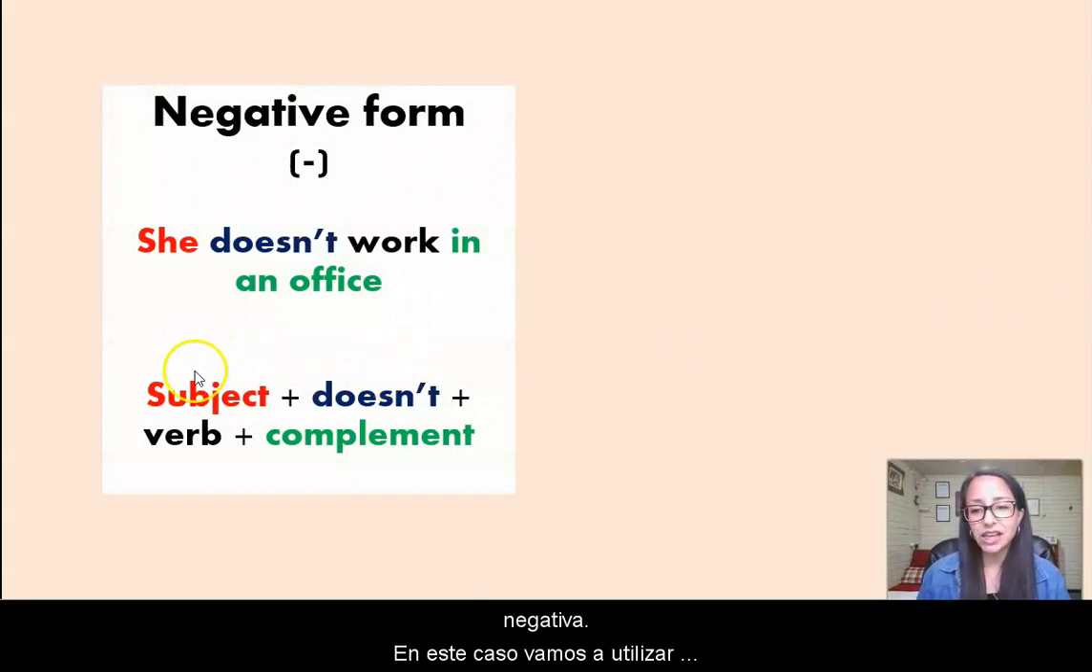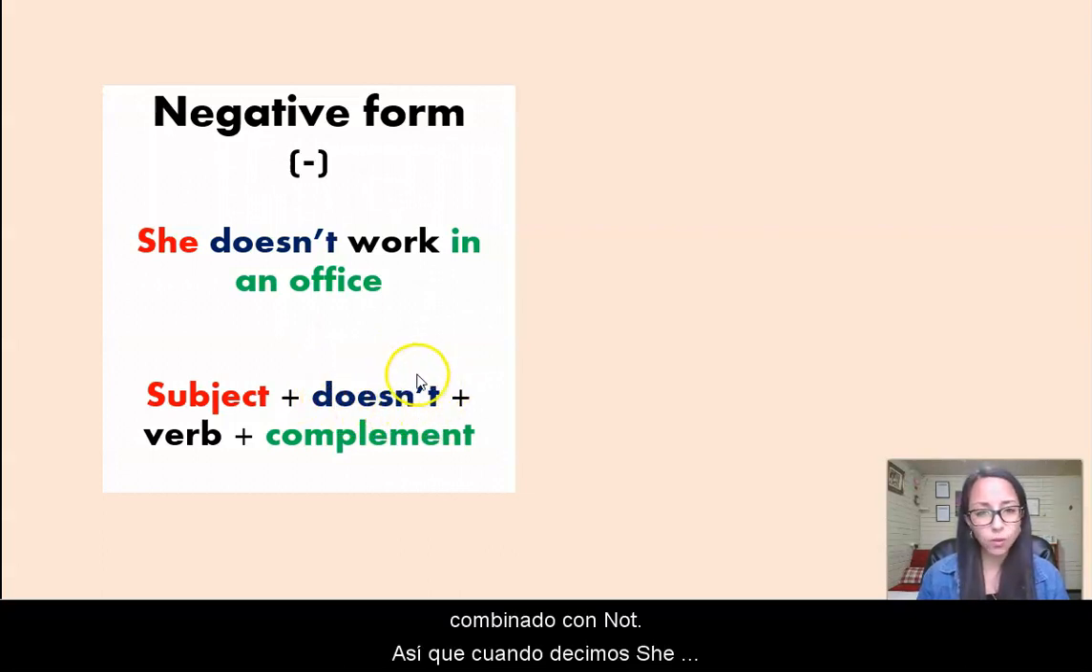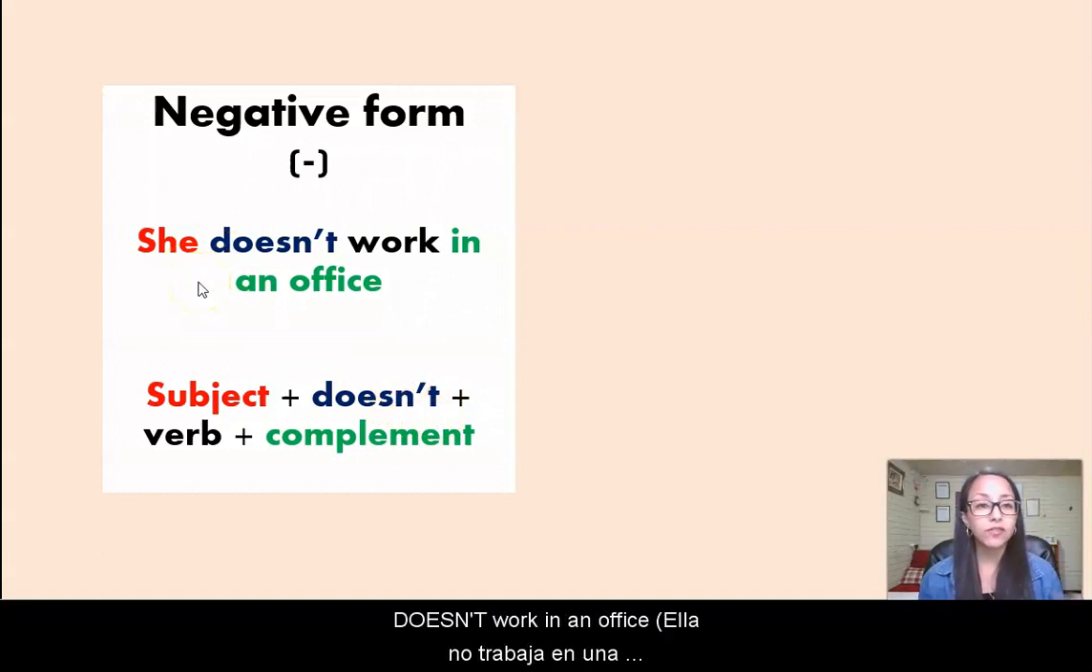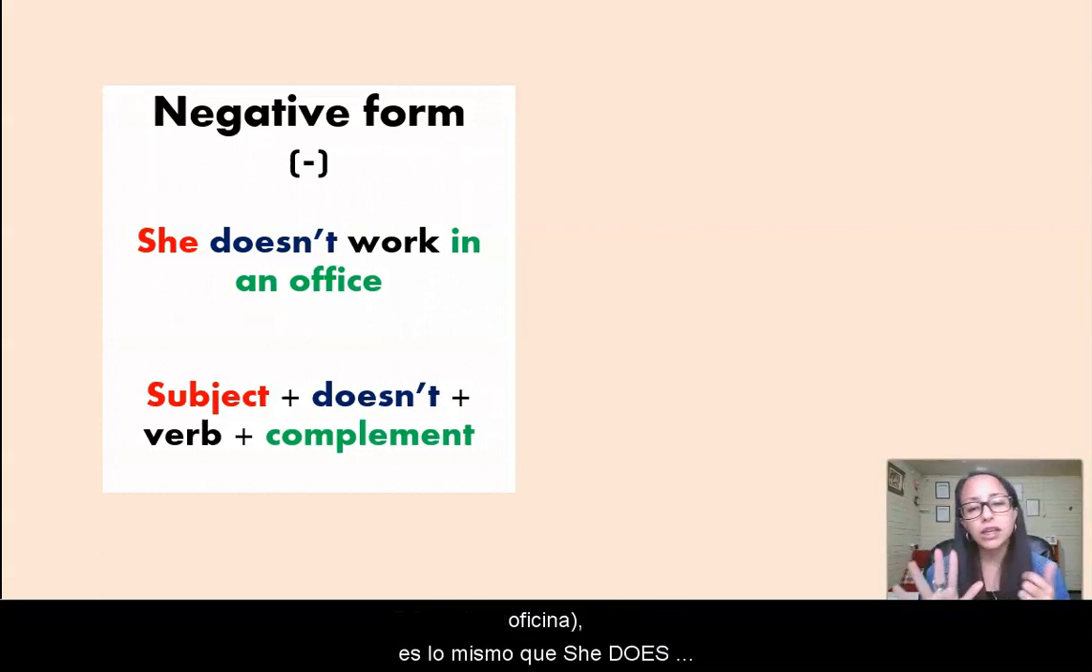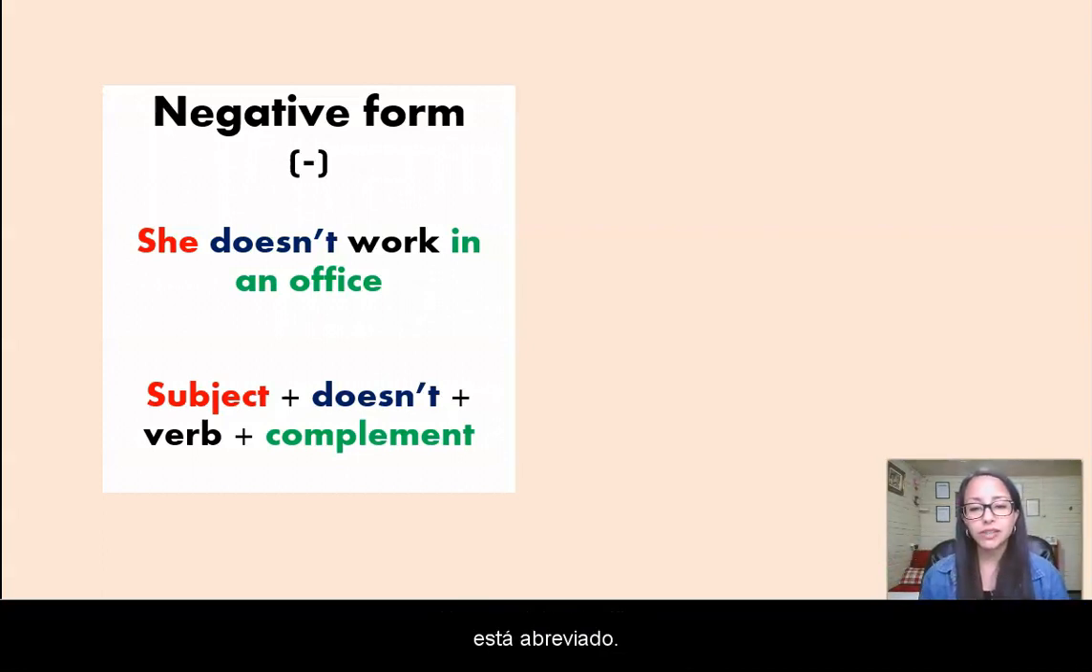In this case, we are going to use our auxiliary, which is going to be does. And in this case, it is combined with not. So when we say she doesn't work in an office, it is the same as she does not work in an office. The only difference is that it is abbreviated. She doesn't work in an office.